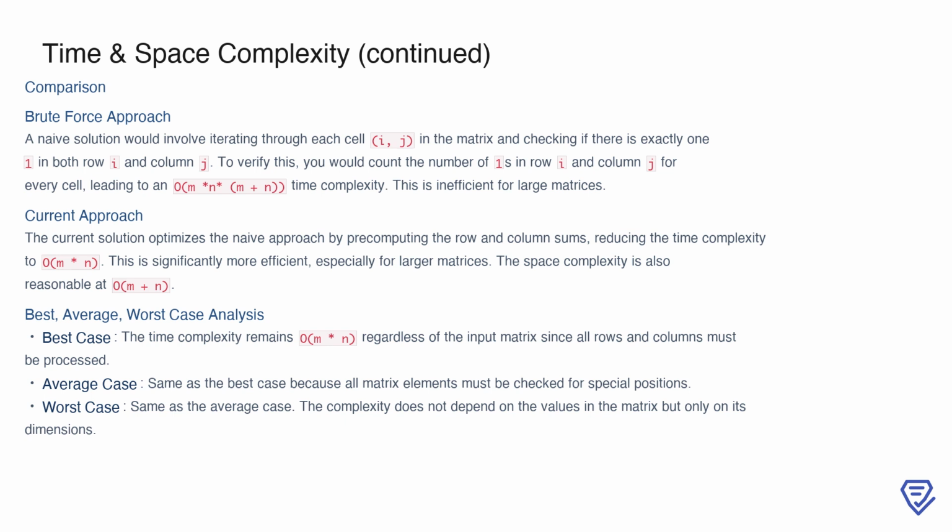The space complexity also remains efficient at m+n, as it only depends on the storage required for the row and column sums. Additionally, the time complexity remains consistent in the best, average, and worst cases, as the algorithm always processes all rows, columns, and elements in the matrix, making it independent of the specific values in the matrix.